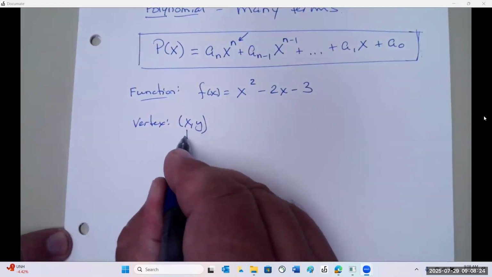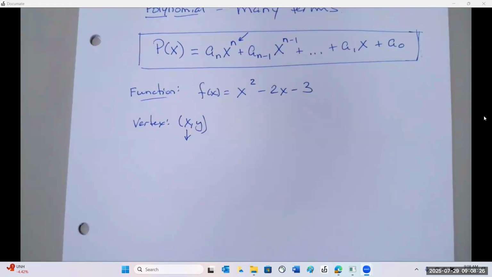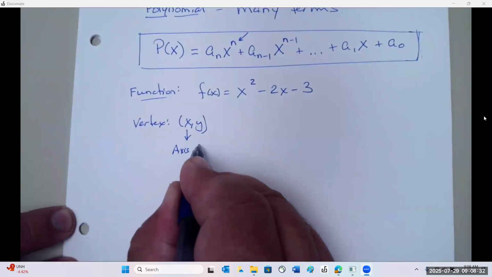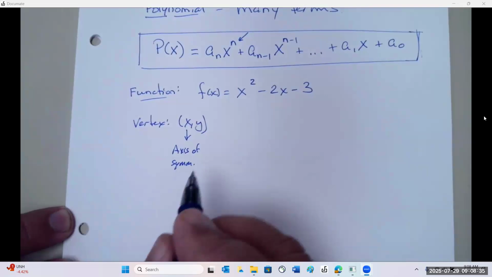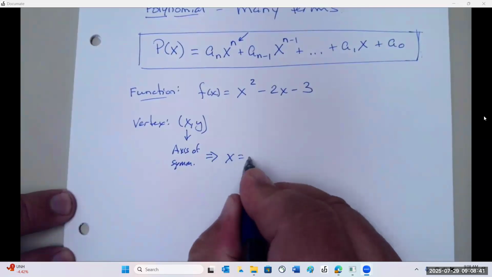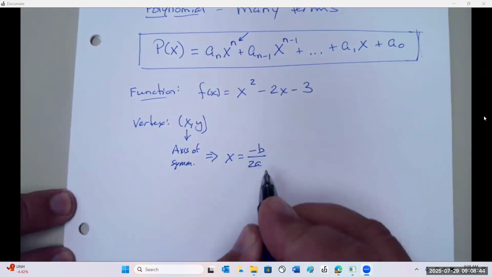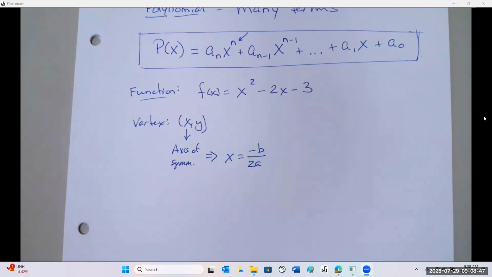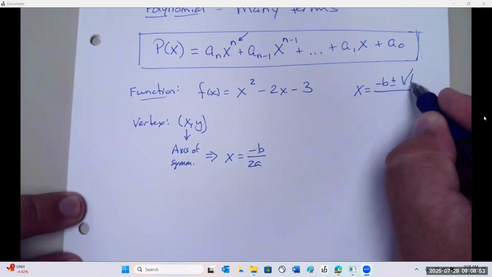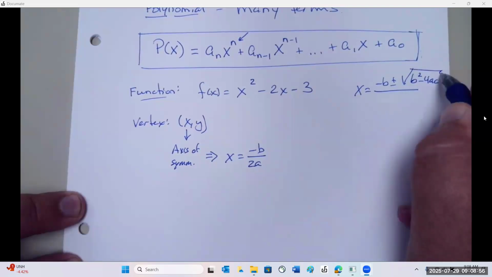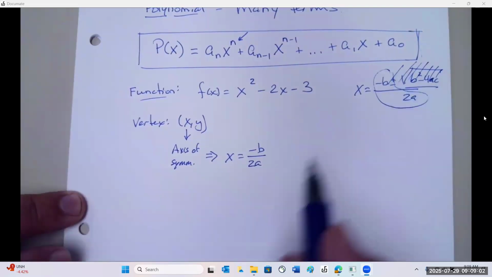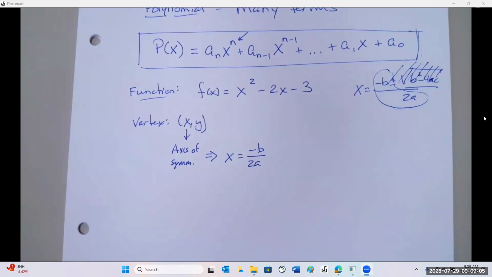What is the x value of the vertex called? The axis of symmetry. What's the formula for it? Very good. Negative b over 2a. Where did that negative b over 2a come from? It came from the quadratic formula. Because if that's zero, then we have negative b over 2a. That's the vertex, the x value of your vertex.